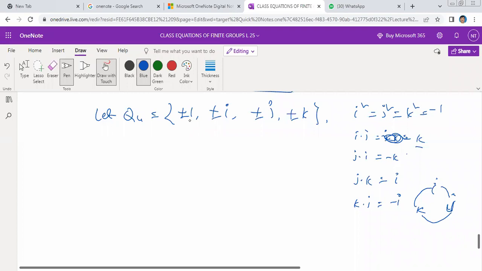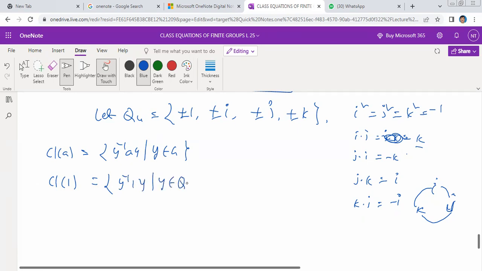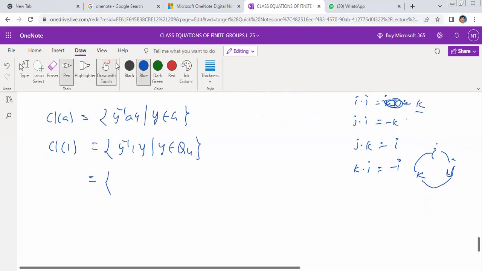Now I want to find the conjugate class of each element. I want to calculate the class of 1, minus 1, I, minus I, J, minus J, K, minus K. According to our definition, the class of A is equal to Y inverse A Y such that Y is in group G. So first I am taking the element 1. Class of 1 is equal to Y inverse 1 Y, where Y belongs to Q4. Instead of Y, I'm taking all elements in Q4.